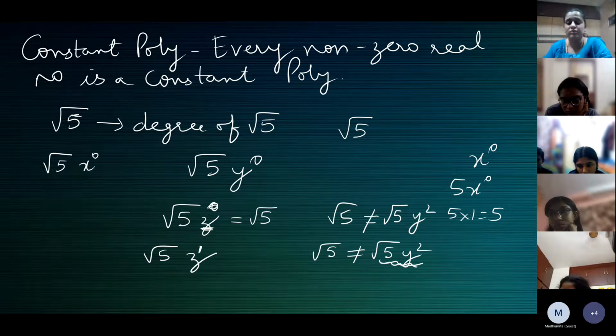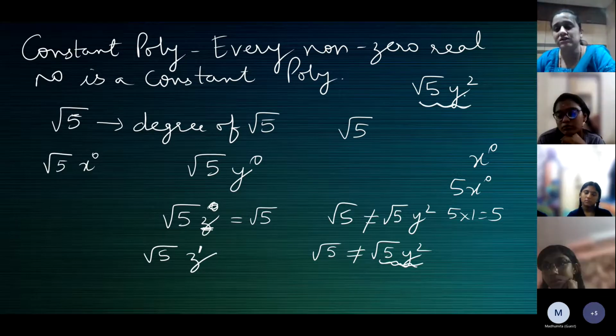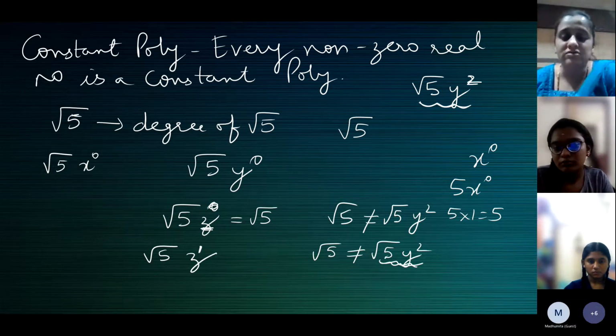And it's also a monomial. Root 5 y square is a monomial, only one term. Based on the number of terms, it's a monomial, and based on the degree, it's a quadratic polynomial. So root 5 cannot be written as root 5 y square.